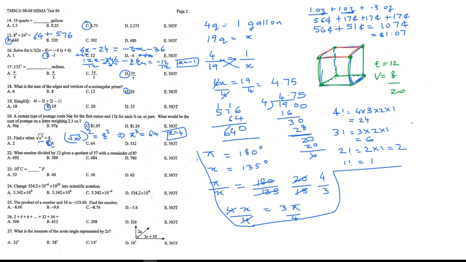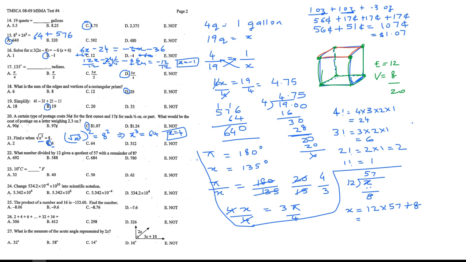Question 22. What number divided by 12 gives a quotient of 57 with a remainder of 8? So basically this question is x, we are dividing this by 12, and the quotient is 57, and there is some number over here, and the remainder is 8. So that means x is equal to 12 times 57 plus 8.